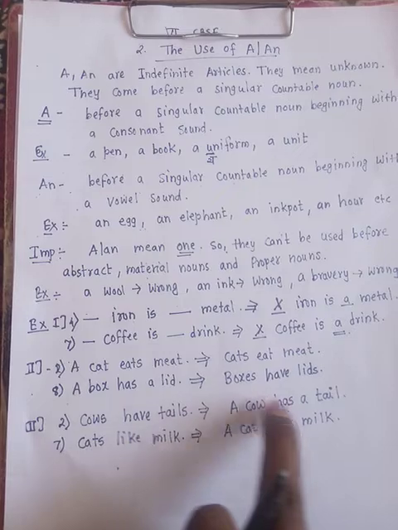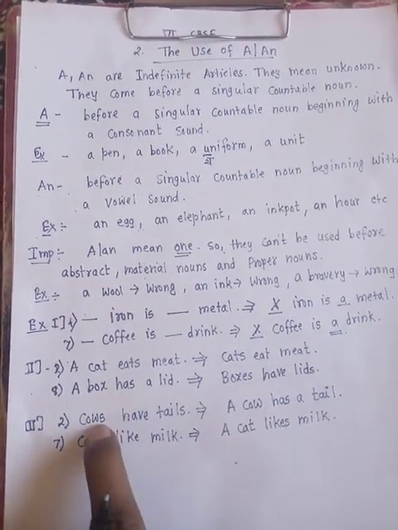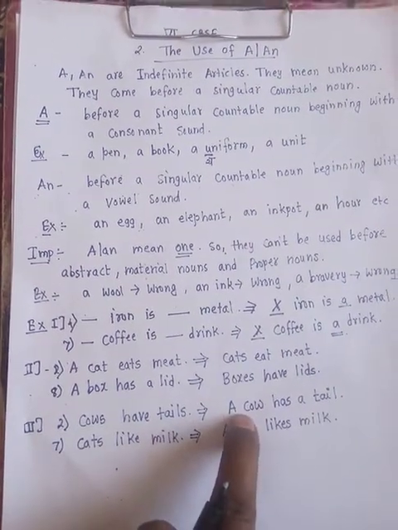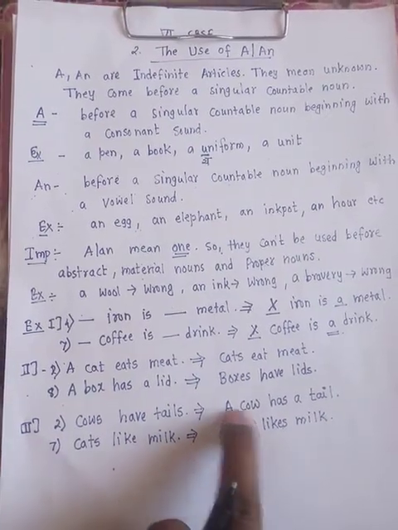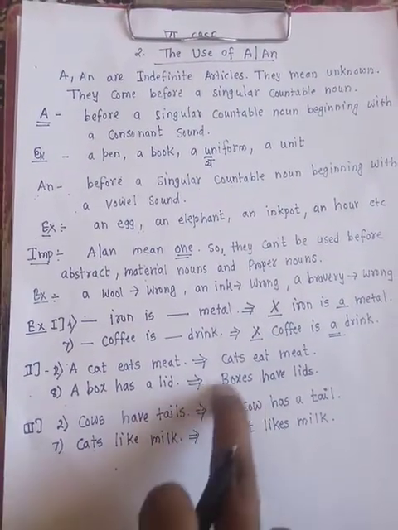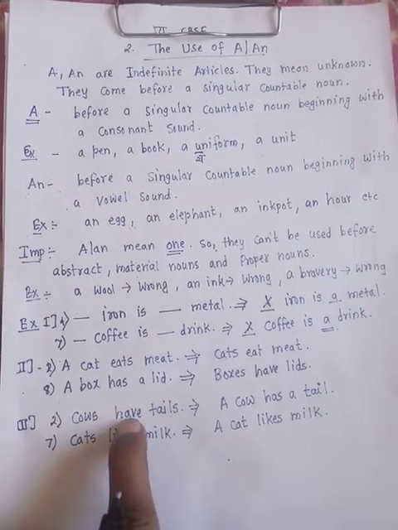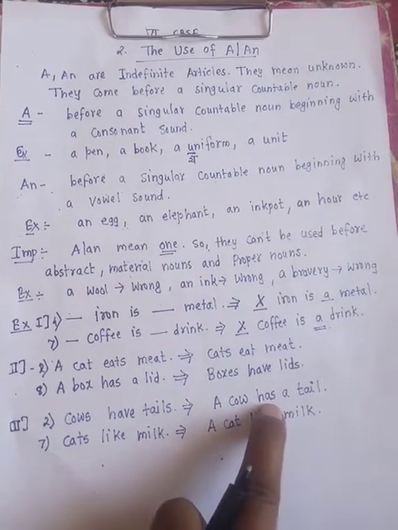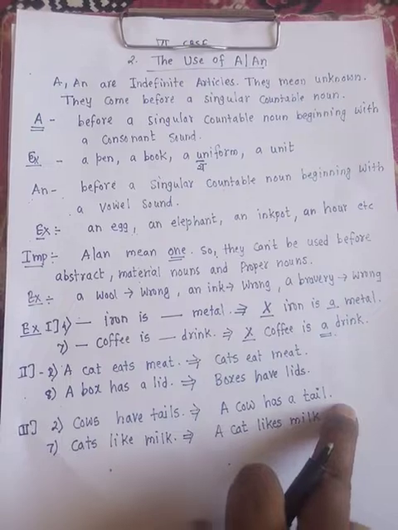Here plurals are given, you have to convert them into singulars. Now see here, cows plural noun, tails plural noun. So from cows, a cow, because it is singular and begins with a consonant. A cow, it is singular. From plural it is made into singular. Now for plural, the verb here is have. So for singular, the verb should be has. A cow has a tail.